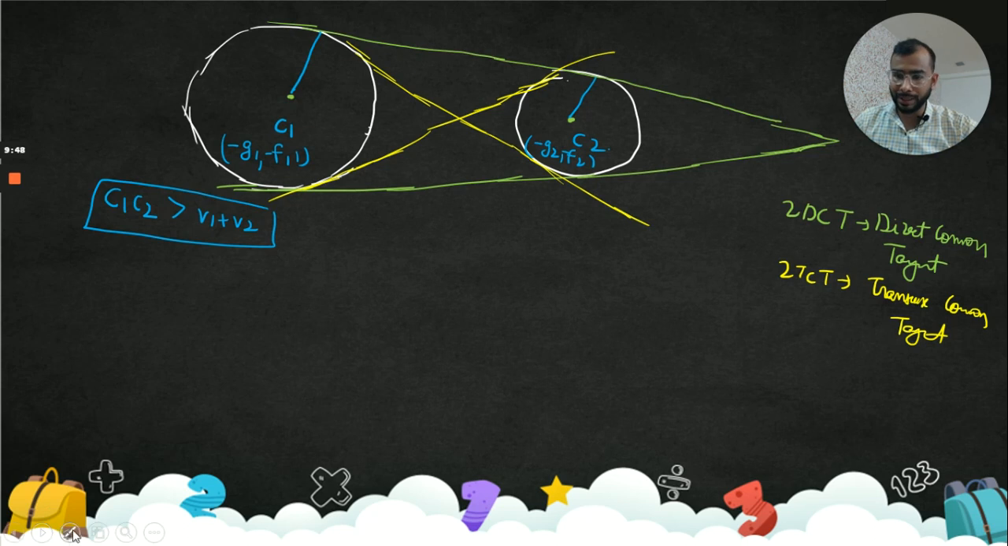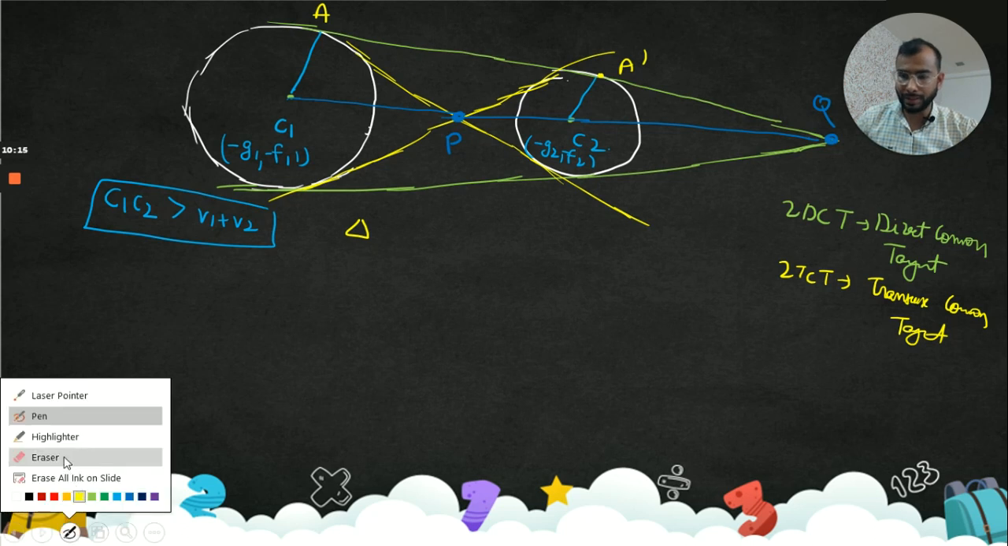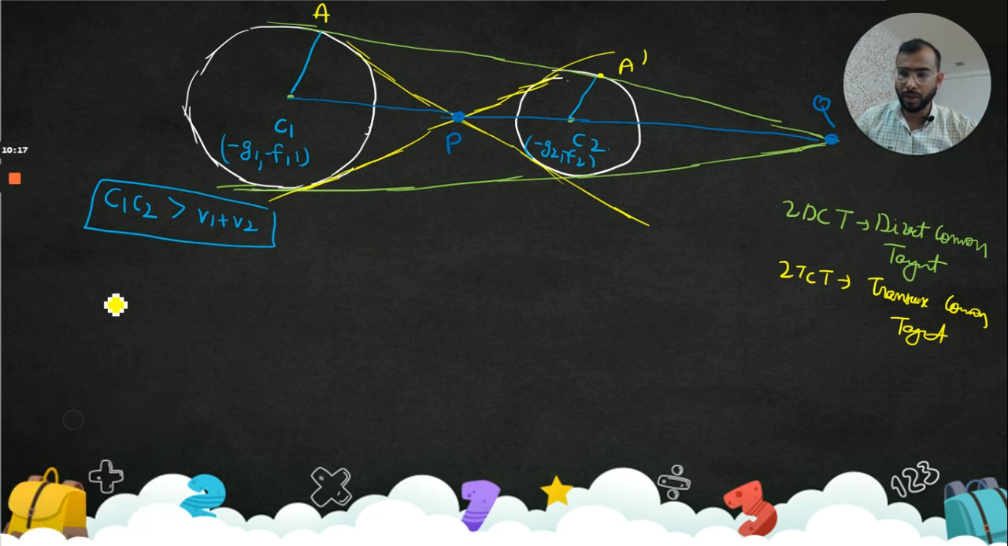Now let's take triangles. Which triangles are we taking? Let's join this. This point we'll consider as P, this point is Q. This color is not great, let's come back to yellow. This is C, this is A, this point is A dash. So I am saying that triangle C1AQ is similar to triangle C2A'Q.